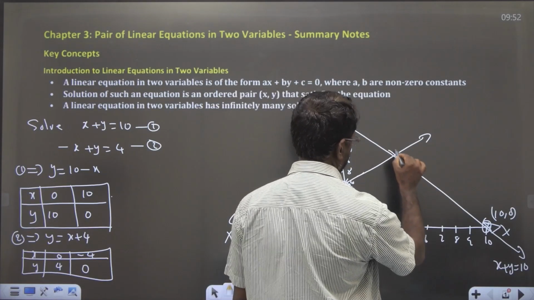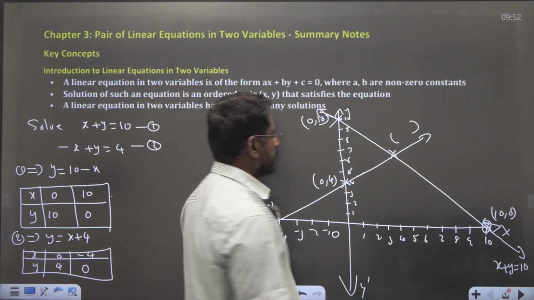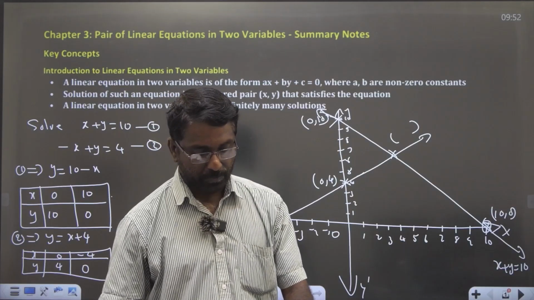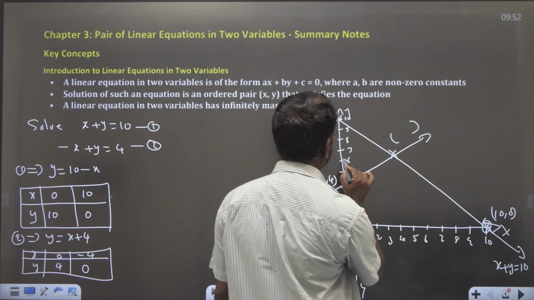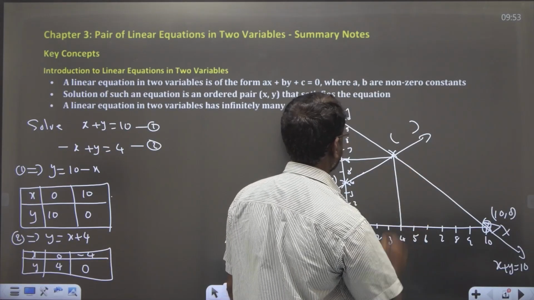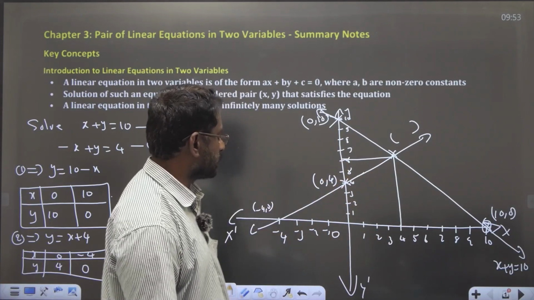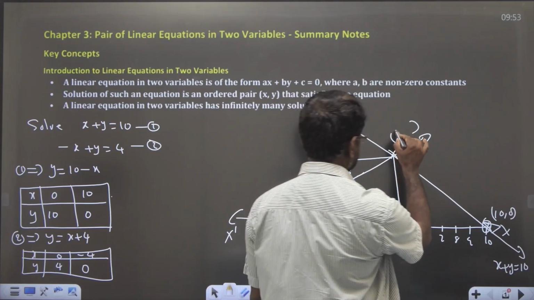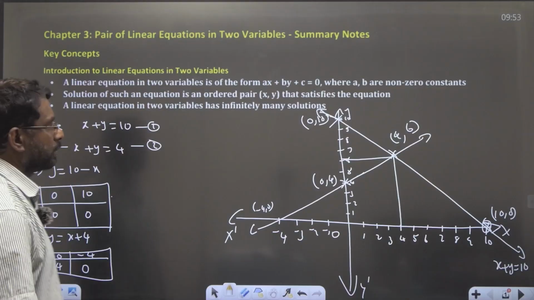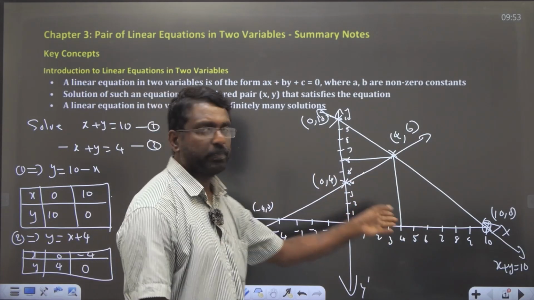This intersection point is the solution. If we draw in a graph paper, you will get it directly like this. Draw perpendiculars through this point to the x-axis and y-axis. So this distance is 4 and this distance is 6. If you draw in a graph paper, we will get the correct point. Here the graph is an approximate graph.